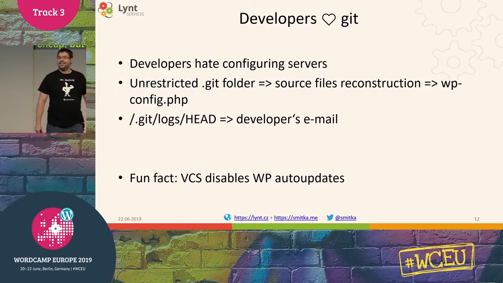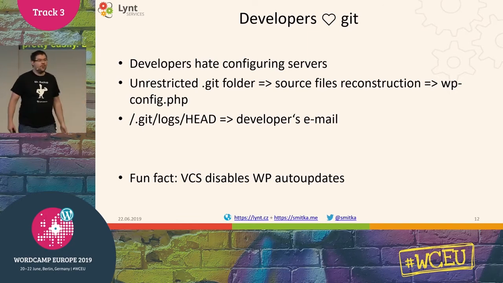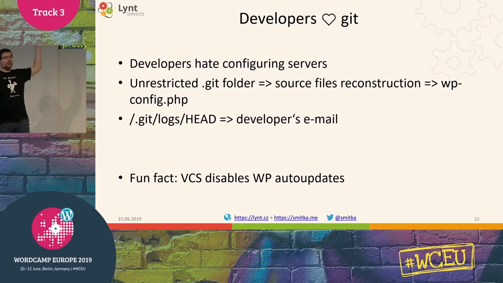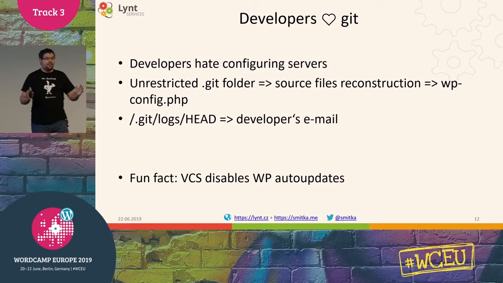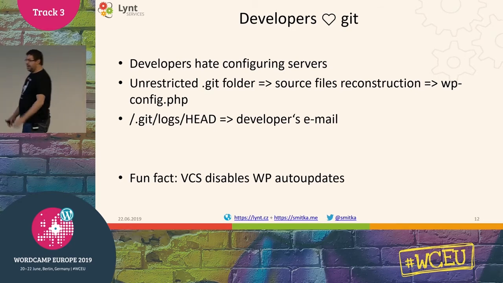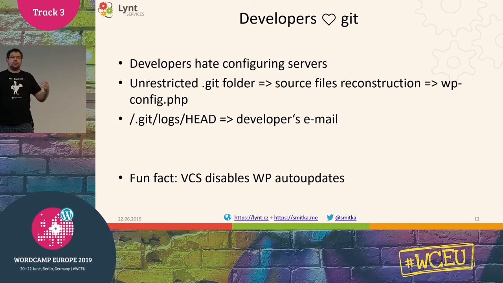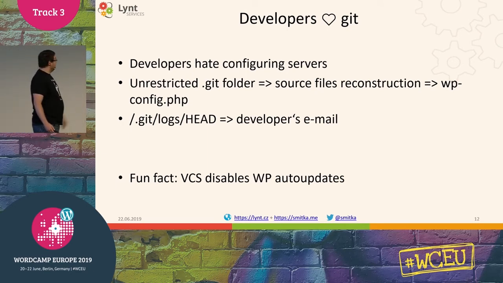Do you love Git? Yes? Of course, developers love Git, but they usually hate server configuring. And sometimes they unintentionally publish their .git folder, and you are able to reconstruct the whole repository and get access to all the files, wp-config included. I made a big scan a few months ago, and I found 400,000 sites affected by this.